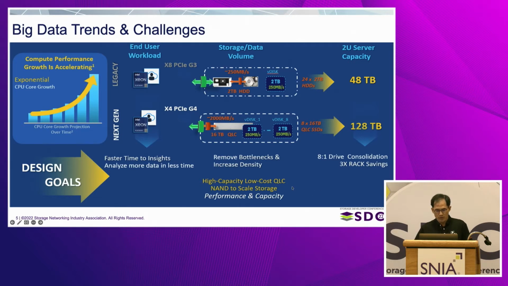So we can easily use eight 16-terabyte QLC SSD disks to provide 128 terabytes of storage to one physical server. And in this case, we can still keep the previous 125 megabytes per second per terabyte. So that's the way we are going to do it.